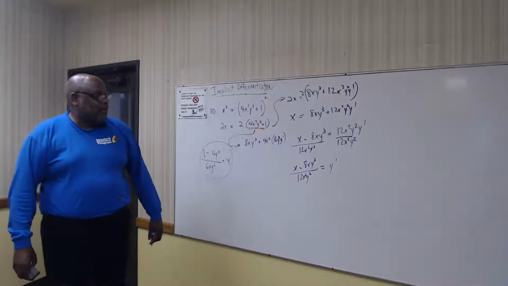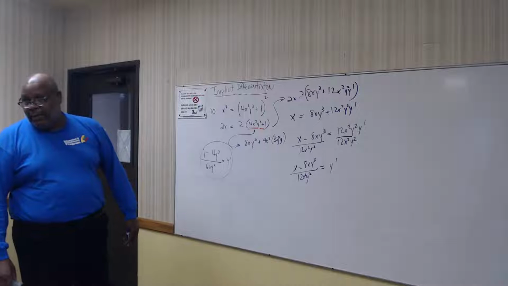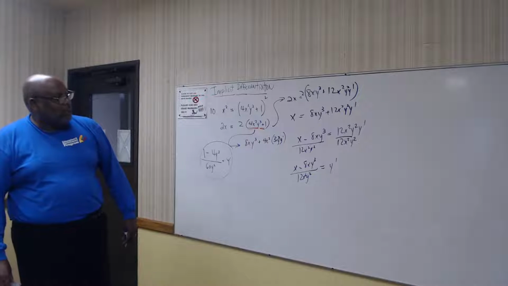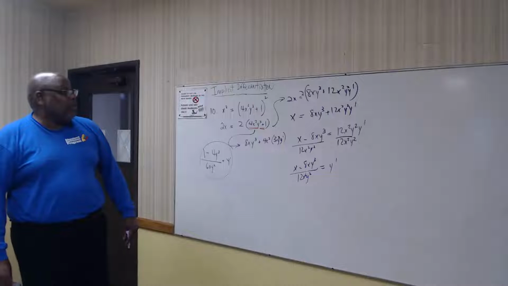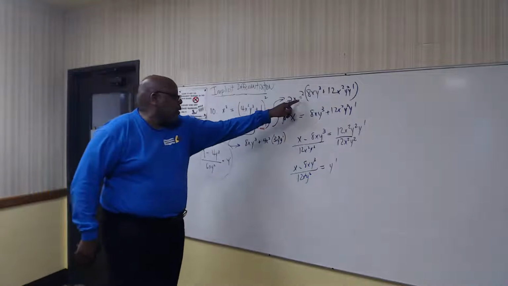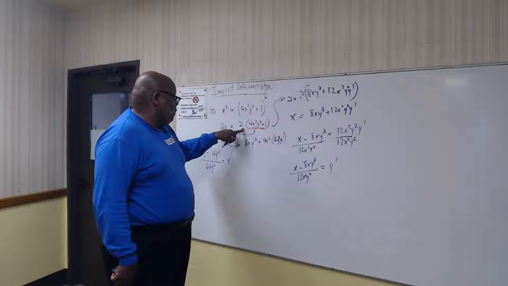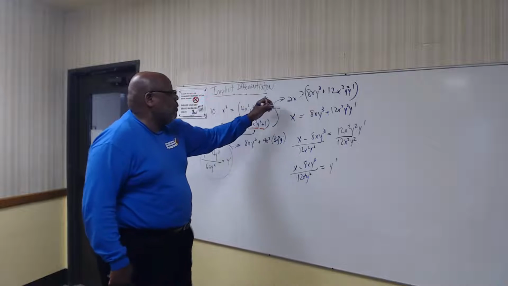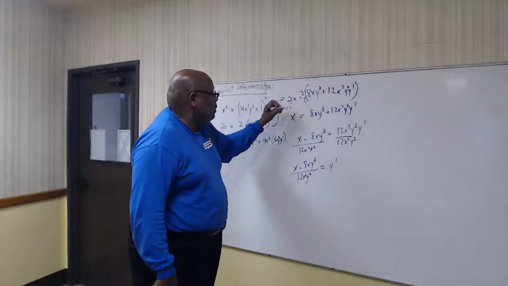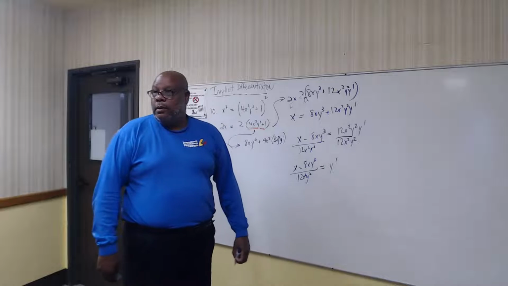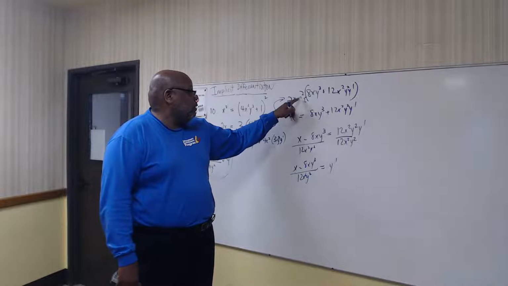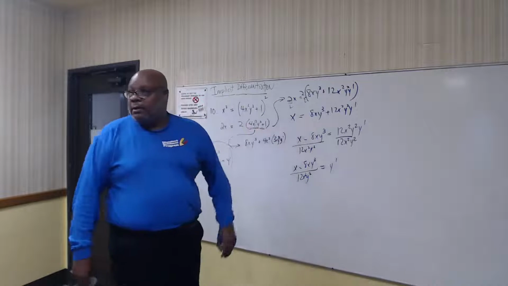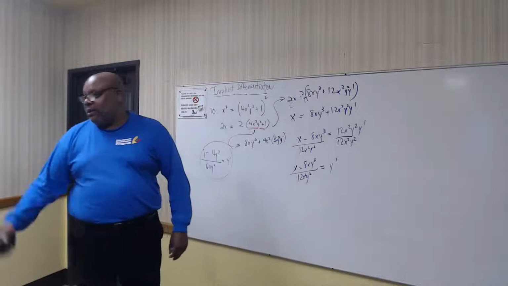Okay, because I was writing, so I lost it. What did you do with the 2 on the outside? Yeah, I kept it here. This is the 2 here. Right, but when you continued on to divide both sides by 2, what happens? 2 cancels, you're left with x. So that's where the 2 goes.